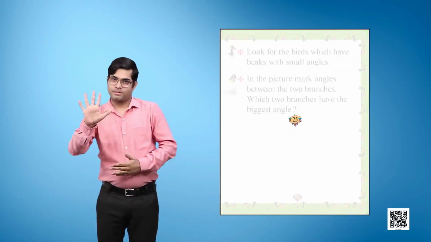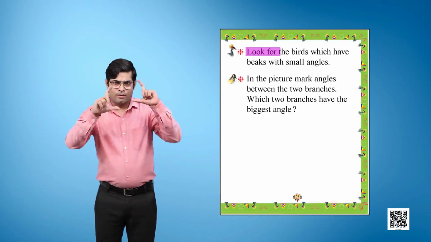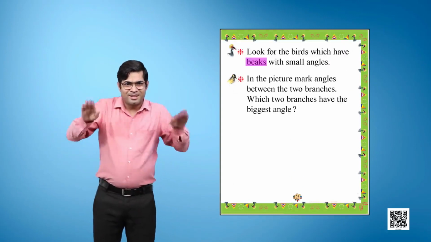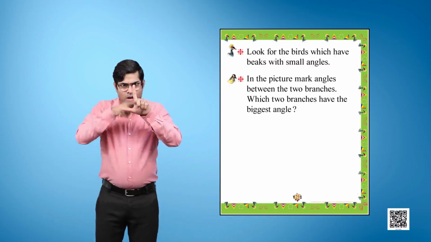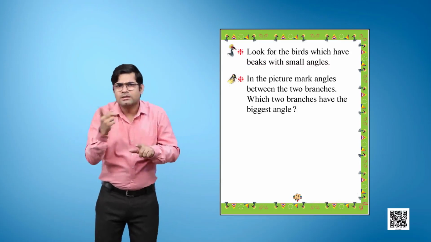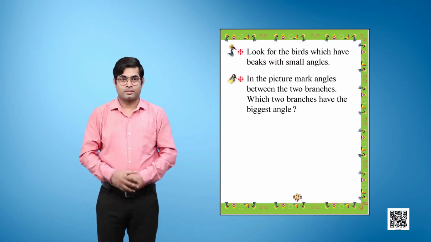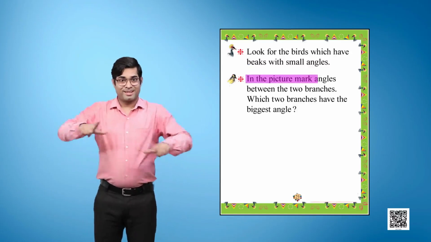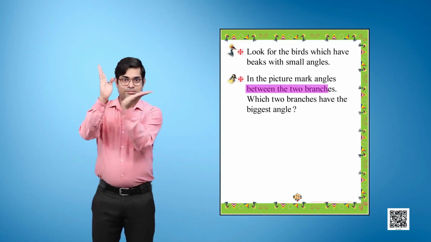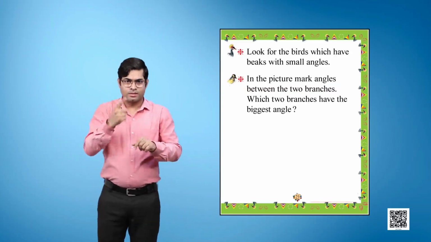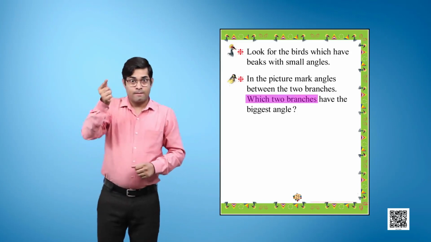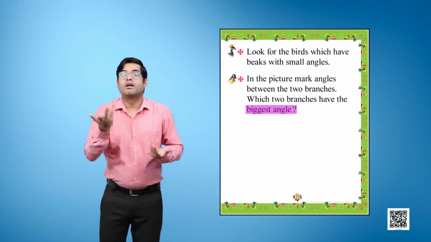Page 25. Look for the birds which have beaks with small angles. In the picture, mark angles between the two branches. Which two branches have the biggest angle?